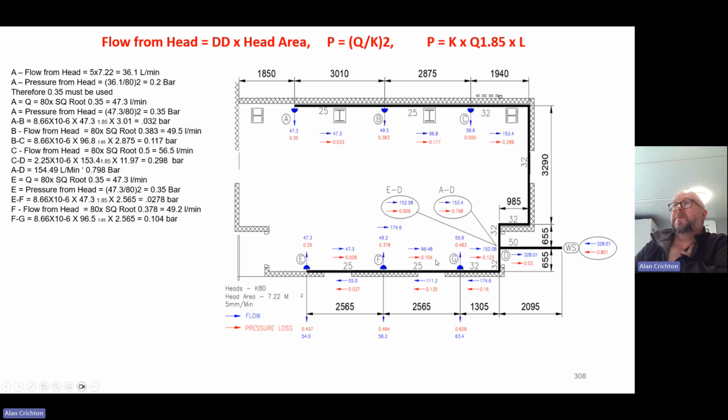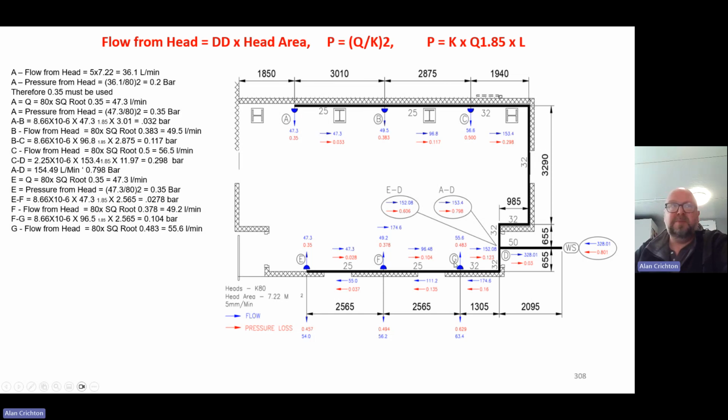gives me a pressure loss of 0.104. Okay, so the pressure at head G is the pressure at head F plus the pressure loss. So the pressure at head G is 0.483. You can see the difference in the head pressures. So the flow from that head is 55.6.